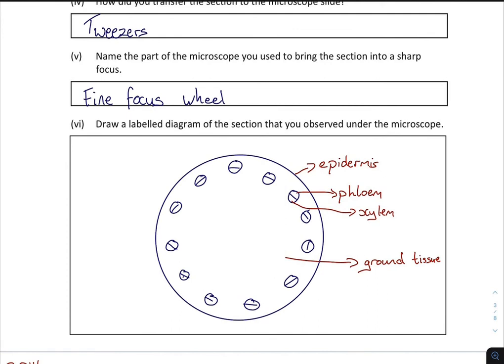You have your circle, which is indicating it's the stem. It's a dicot, so you have your vascular bundles in a ring shape, which consist of xylem and phloem, which I have over here. And then ground tissue is for everything else. So yeah, that was a handy enough one to get full marks in.